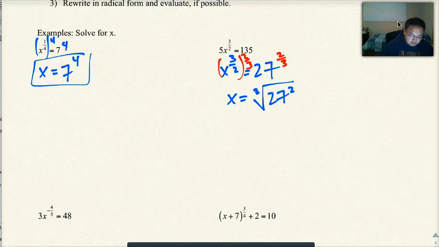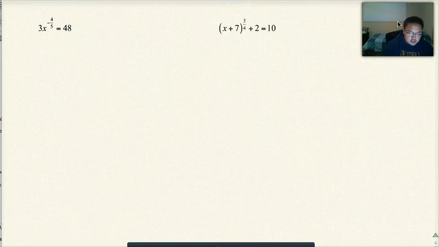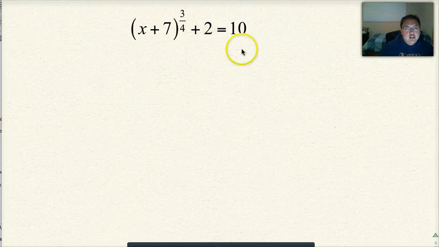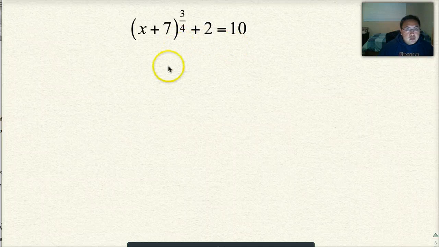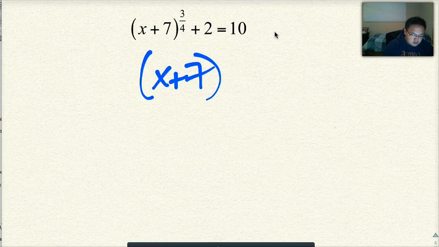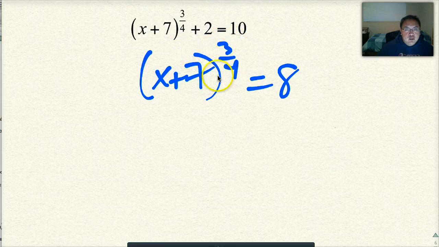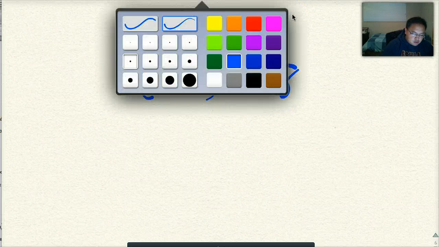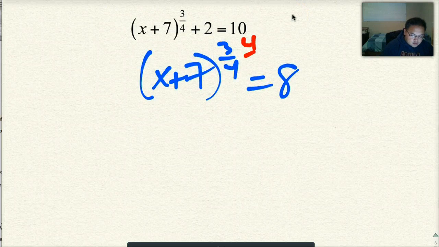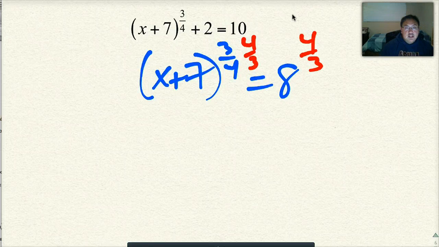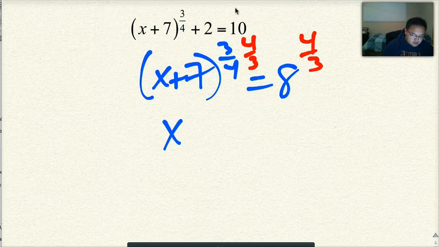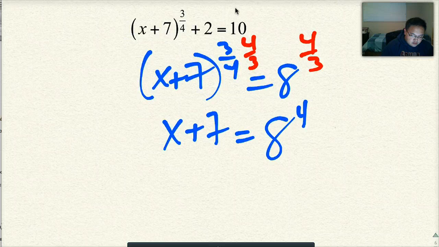So I don't want to use up most of your time. So I'm going to do this last one for you all, because it looks like it's going to be the most confusing for most of you. So what I'll do is I'll subtract 2 from both sides. Okay. Now you'll see that I have a 3/4. This term is isolated, so I'm going to have to raise both of them to the reciprocal. The reciprocal of 3/4 is 4/3. So these cancel again because they're reciprocals, and it leaves me with x plus 7 and 8 to the 4/3.